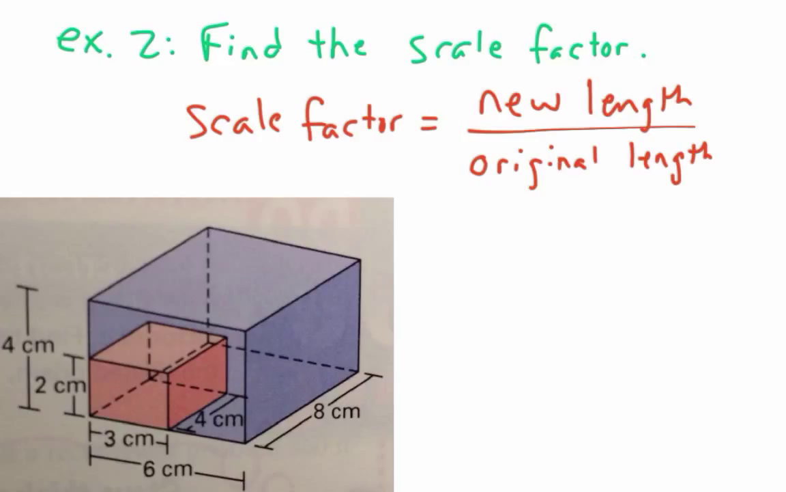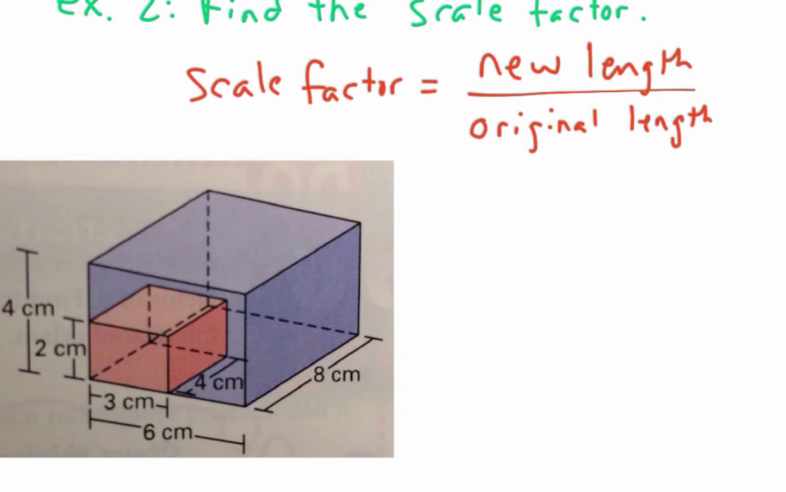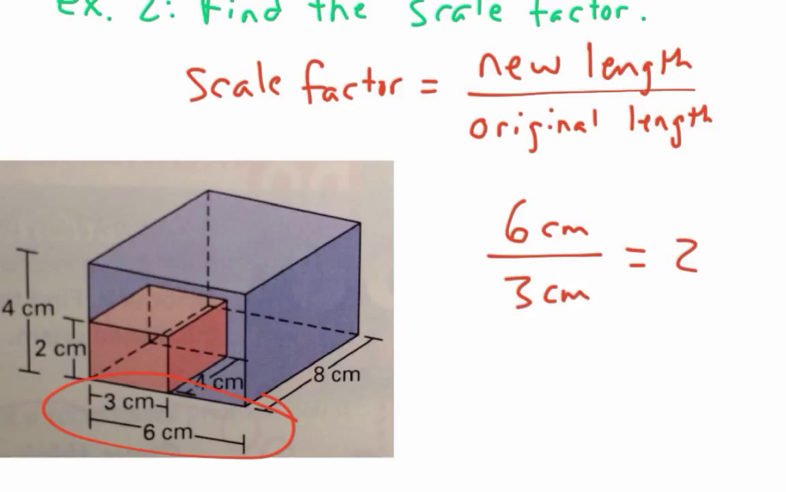Like for my example here, if I take my red one as my original, my blue one's my second one, if you're looking at that length, the scale factor is 2, yes? The blue is twice as big as the red. So the scale factor is 2. If you wanted to, you could actually calculate: the new length, that blue, is 6 centimeters, divided by the original length, the red, of 3 centimeters. So you end up with 2 for a scale factor. That'd be the scale factor for that length.